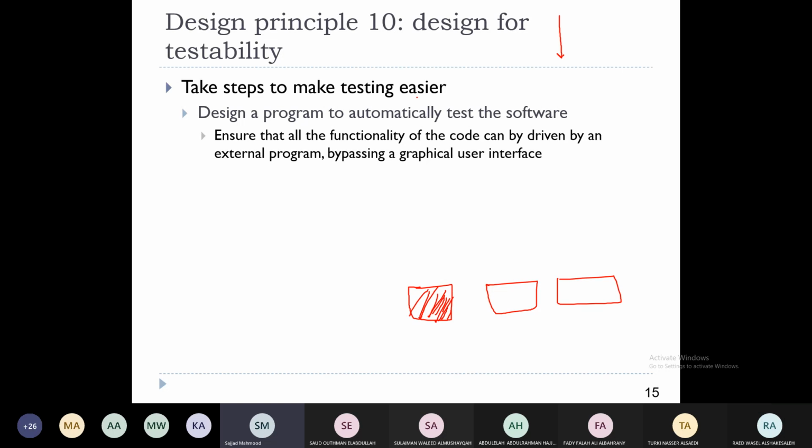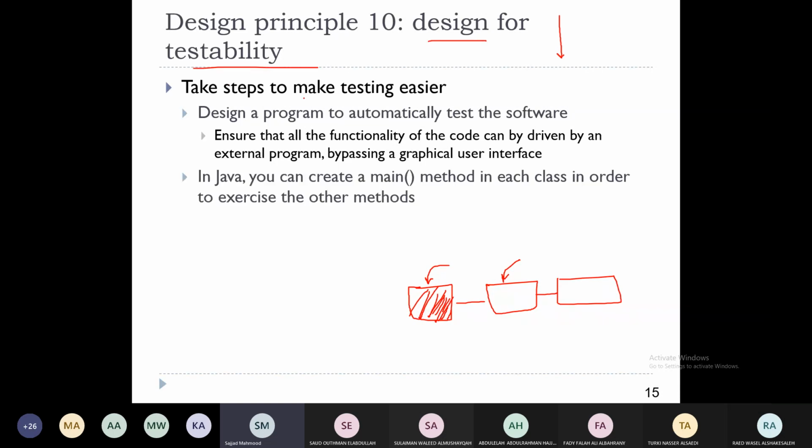So you have to make your system in such a way that you can test these classes, these packages individually, and then you can test them working together and so on and so forth. And again, if you are not careful with your designs, you will suffer a lot at testing.